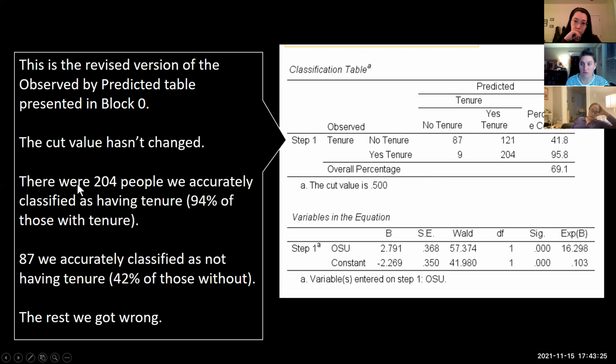I had 204 people. I have accurately classified 42% of those who do not have tenure. I've accurately classified 96% of those who do. Overall percentage of 70%. The rest we got wrong. So the on diagonals we got correct. The off diagonals we got wrong.